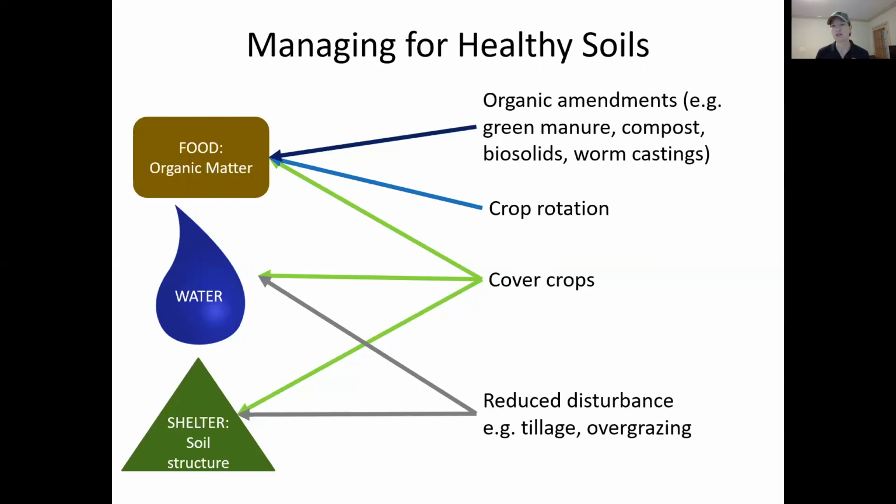Reducing disturbance like reducing tillage or overgrazing helps maintain soil structure. So it helps keep the microbes' house intact and gives them a place to live and move and do what they need to do. And in managing both organic matter and soil structure, we're also helping to control soil moisture dynamics. Organic matter acts as a sponge and holds water in, and having a well-structured soil allows excess water to drain out when it needs to.